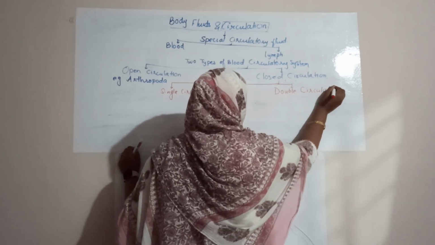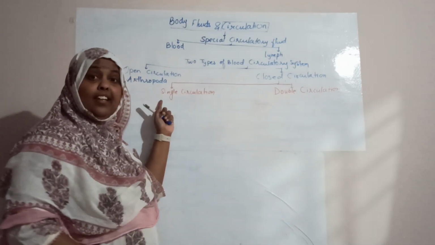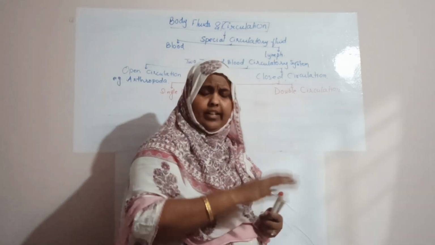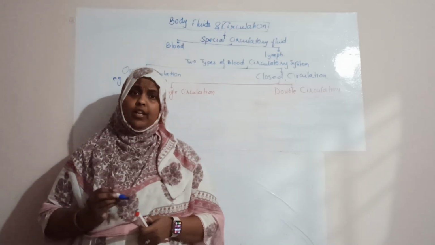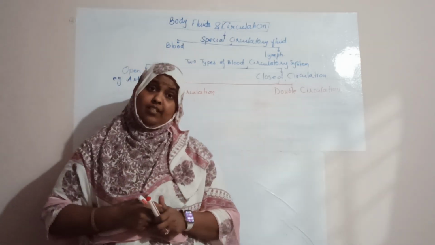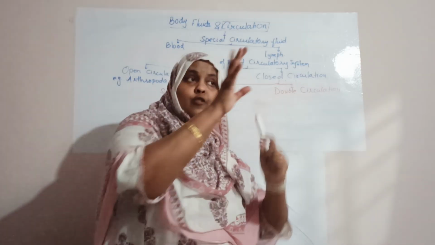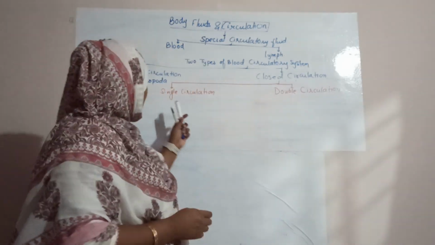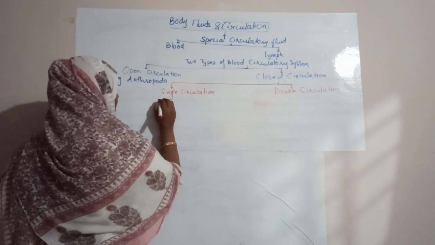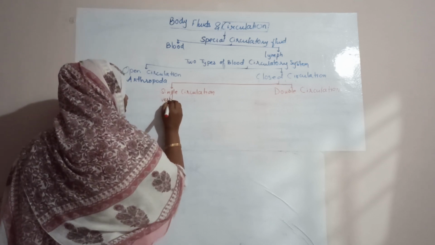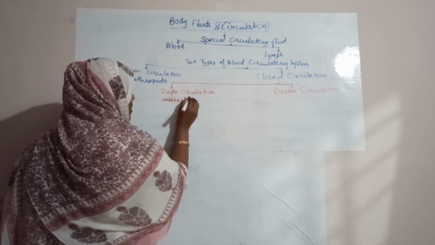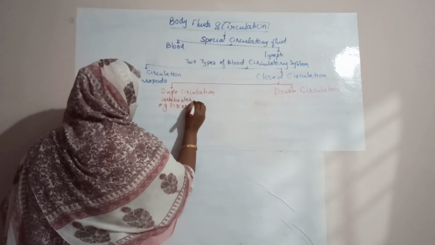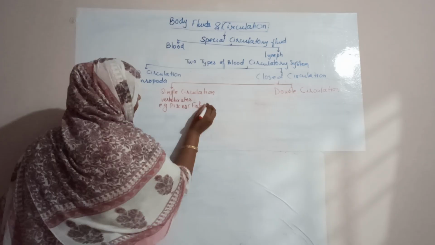circulation. Okay, single circulation. First I give the example, because we already studied the example of single circulation in the animal kingdom: fishes. In fishes we study that a closed circulatory system is present, with single circulation. Single circulation is present in vertebrates. Which vertebrates? Example, Pisces, or we can write fishes.